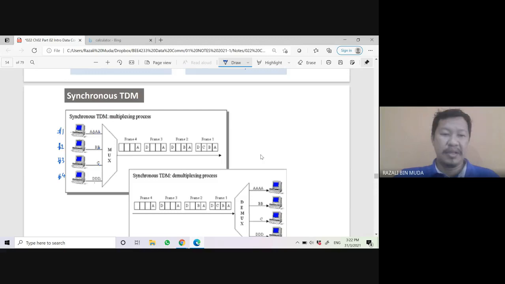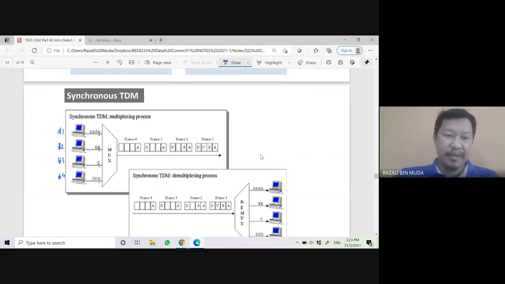the first input of each device: A, B, C, D. See, A, B, C, D. So the first input from all the devices have the first input, right? So each slot in frame 1 is being occupied, semua ada.